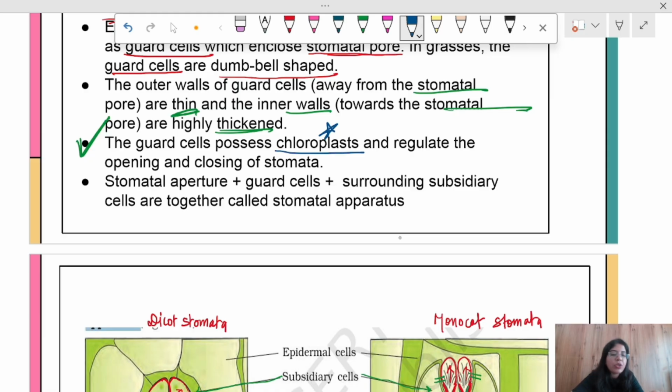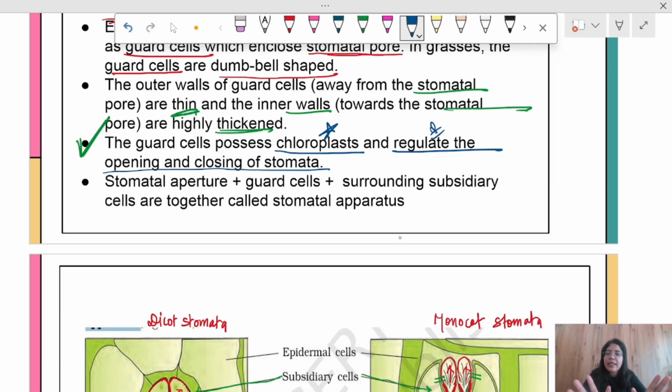Very important line. And guard cell is the only cell which is regulating the opening and closing of stomata. If they ask a question, which among the following regulates the opening and closing of stomata, guard cell or subsidiary cell? It is guard cell. This can be a question. Which among the following cells will regulate the opening and closing of stomata? It should be guard cell. The entire mechanism was there in one of the chapters, but now it is deleted, so I'm not going to talk about it.